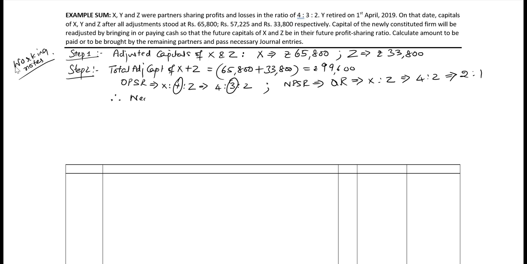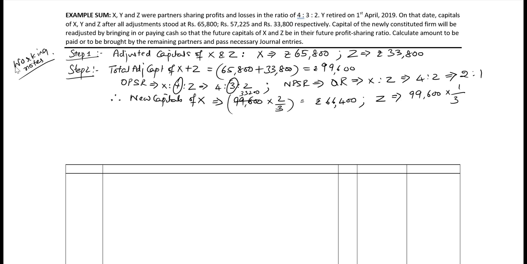So we get the new capitals of X as the total adjusted capitals, which is 99,600, multiplied by 2 divided by 3. This comes up to rupees 66,400. And the new capitals of partner Z is equal to 99,600, which is the total of the adjusted capitals, into the NPSR of partner Z, which is 1 divided by 3, which is equal to rupees 33,200.